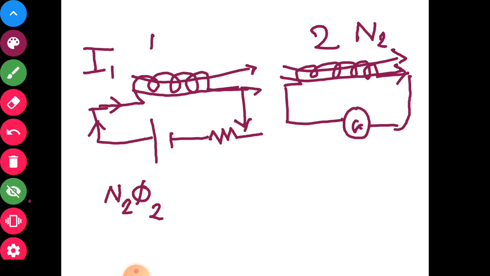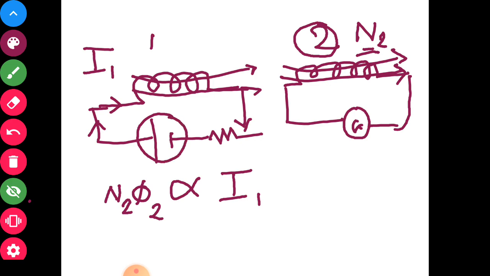Try to understand. Phi 2 is the flux associated with one turn. If the second coil has N2 turns, then the total flux is N2 phi 2, which is directly proportional to the electric current in the first coil. If you increase the current through the first coil with the help of the rheostat, this flux also increases. If you remove the proportionality, the constant you place here is named the mutual inductance of the system of two coils.